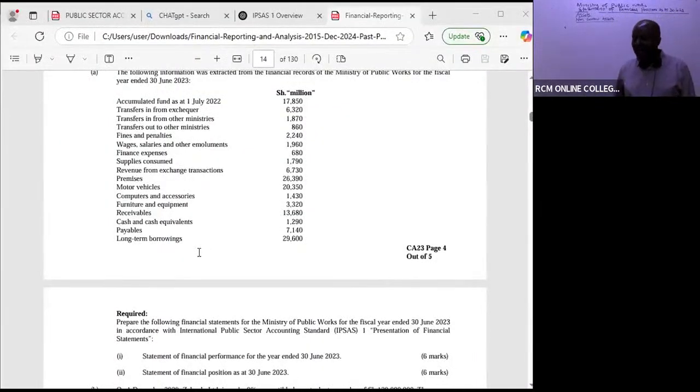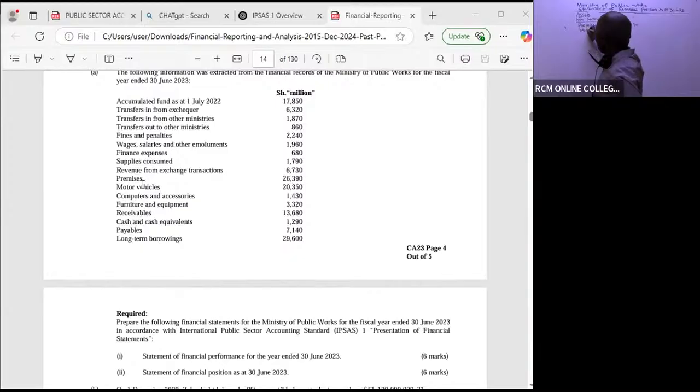So the first non-current asset that I'm able to see here is premises. How much are we seeing there, ladies and gentlemen? I can see 26,390. Premises stands for land and buildings, the buildings basically. So they are long-term.